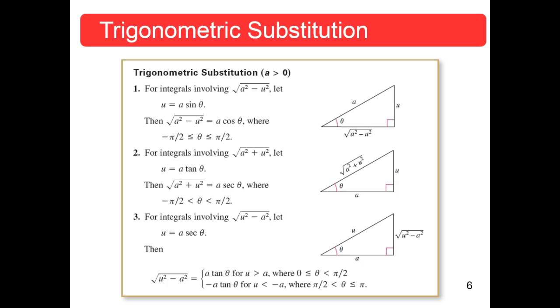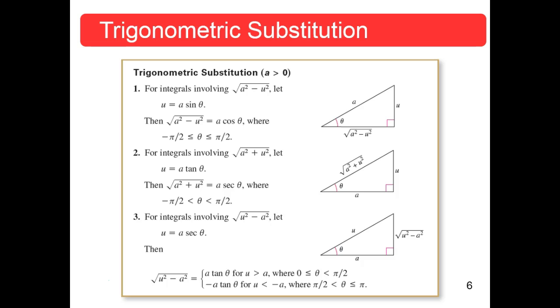And when you're using this one, your substitution will be u is equal to a secant theta, so everything comes out there. Well, write this as secant theta is equal to u over a. Secant theta is hypotenuse over adjacent, u over a. And this becomes your square root of u squared minus a squared. And that's exactly what you had here.